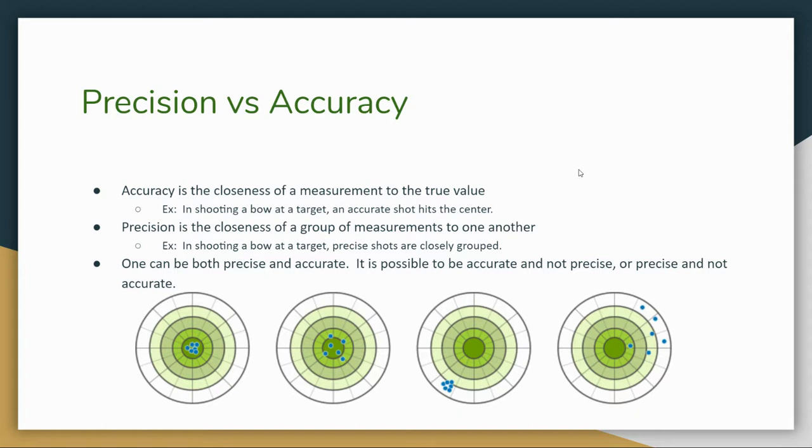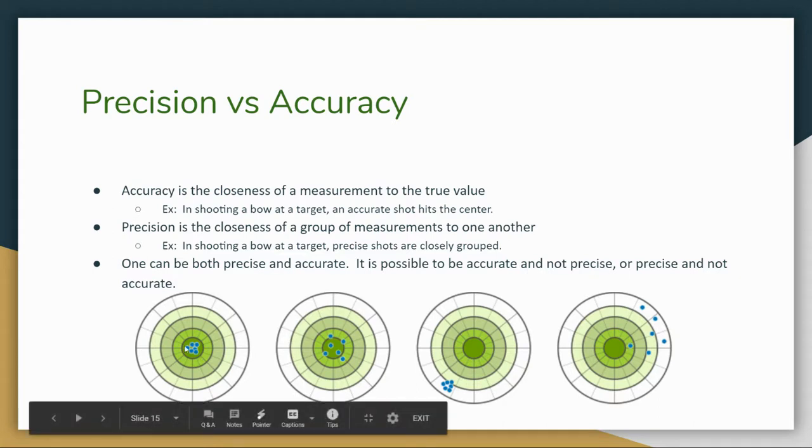One can be both precise and accurate. It is possible to be accurate and not precise, or precise and not accurate. So this one is accurate and precise. We're right on the bullseye and they're all there. I would consider this accurate but not precise. This is not accurate but precise. And I would consider this neither accurate nor precise.